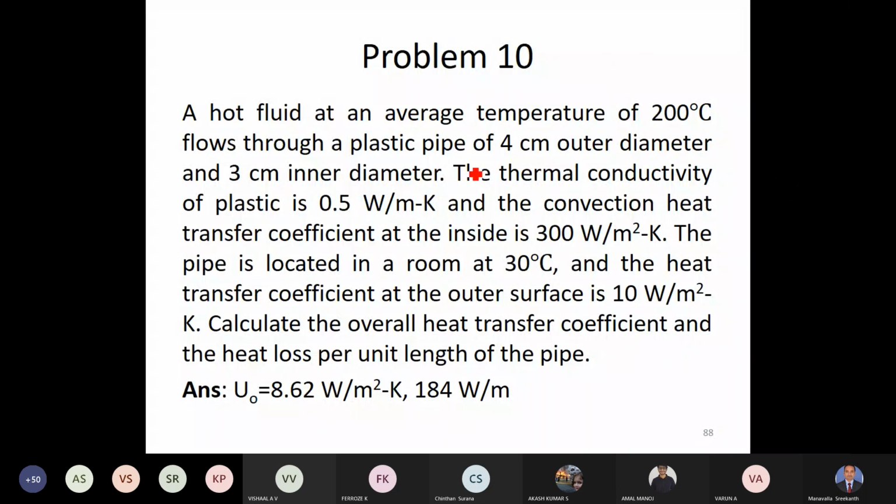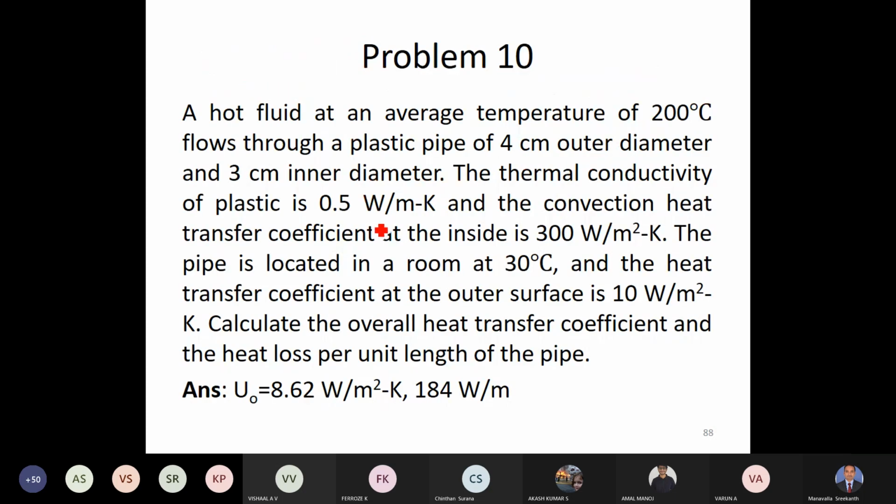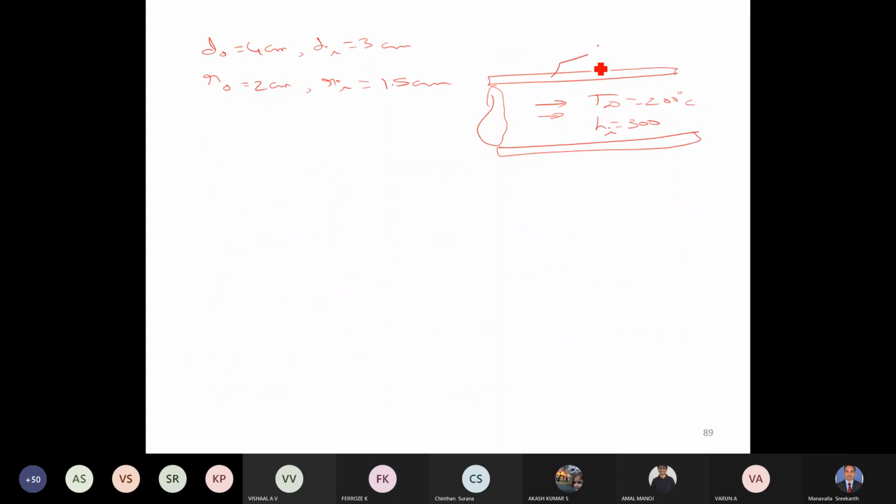The plastic pipe has a 4 centimeter outer diameter and 3 centimeter inner diameter. D outer is 4 centimeter, D inner is 3 centimeter. Using this, we can calculate the outer and inner radii. The outer radius is 2 centimeters. The inner radius is 1.5 centimeters. The thermal conductivity of plastic is 0.5, so k for this material is 0.5.